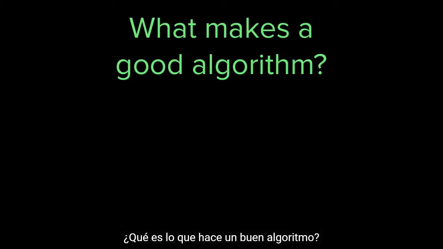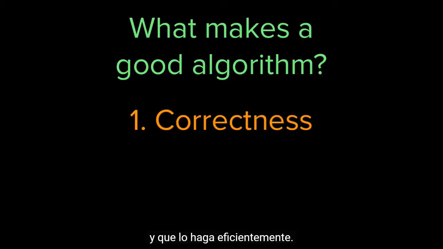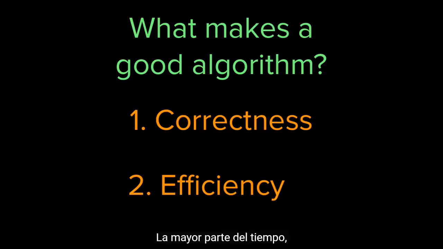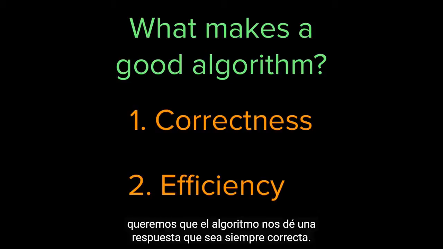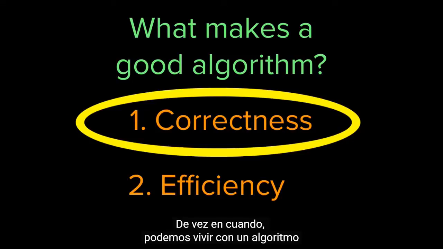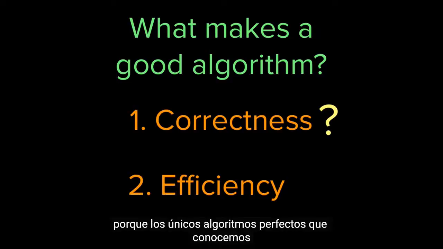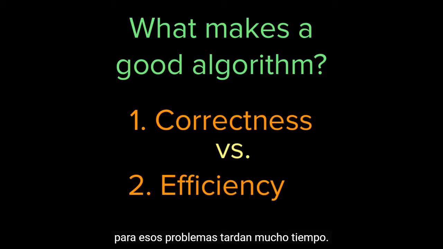Now, not all algorithms are created equal. So what makes a good algorithm? The two most important criteria are that it solves a problem and that it does so efficiently. Most of the time, we want an algorithm to give us an answer that we know is always correct. Sometimes we can live with an algorithm that doesn't give us a correct answer or the best answer because the only perfect algorithms that we know for those problems take a really, really long time.